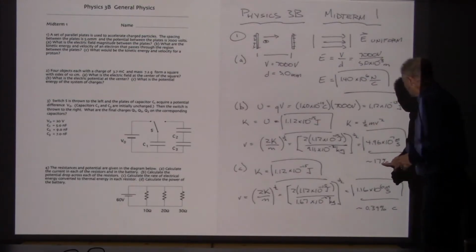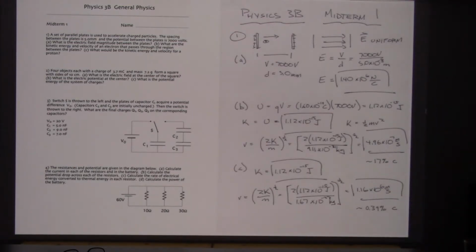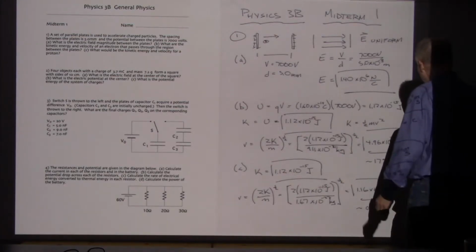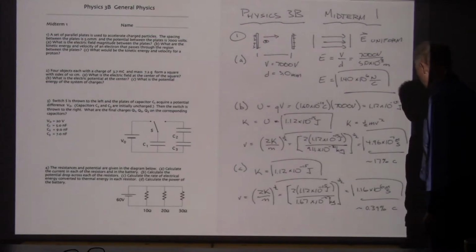But for right now, 17% of c, that's not too terribly bad. We would like to use relativity, but we haven't learned it yet. So we're going to go ahead and stick with this formula for now. This is probably going to be accurate within 1% or 2%. So that's how fast the electron is traveling.